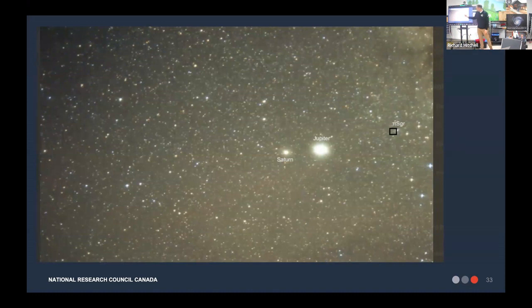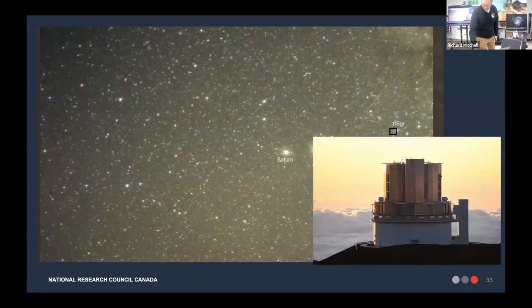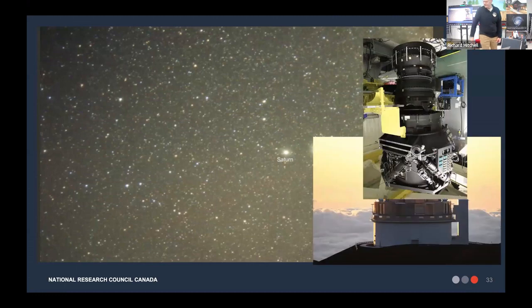Here's Jupiter and Saturn. This was a night I was observing in June of 2020, and it was a beautiful night. So it's a picture, and then I put some labels on things. Anyway, that's where we're looking to try to find something. We're looking with the Subaru telescope. This is the camera we're using. It's called the Hyper Suprime-Cam. It's enormous. It's mounted on that telescope. That's the optics pointing up at the sky.